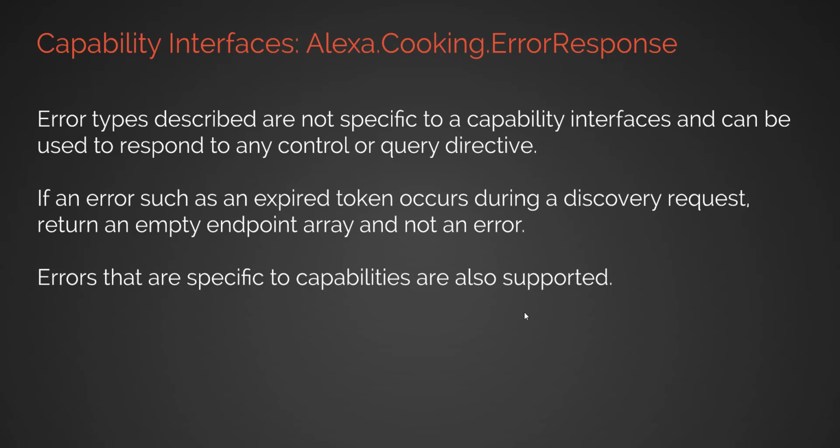Error types are not specific to a capability interface and can be used to respond to any control or query directive. That's what's really cool about them. You can use them across all sorts of different types of use cases. If an error such as an expired token occurs during a discovery request, return an empty endpoint array and not an error. This is kind of a best practice from Amazon and Alexa. This is how they want you to handle that. Errors that are specific to capabilities are also supported. So if you have a specific situation where an error occurs, that will also be possible using this type of interface.